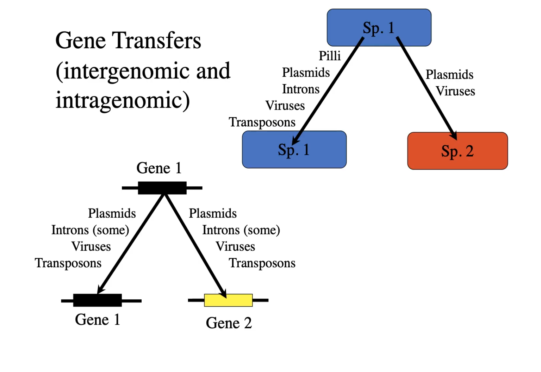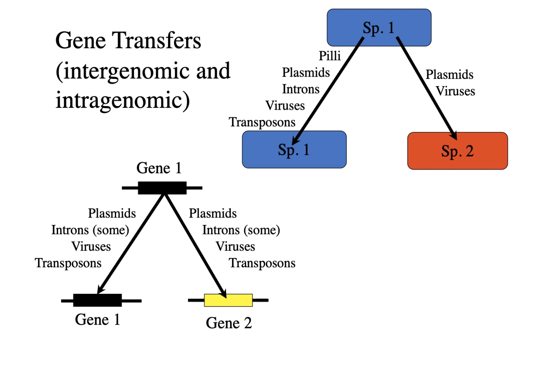For these gene transfers, they can be either intergenomic or intragenomic. And if you look on the upper right, then you can get gene sequences moved from one cell of species 1 into a different cell of species 1. And this is accomplished usually by pili, plasmids, or viruses, but occasionally by some introns and transposons.